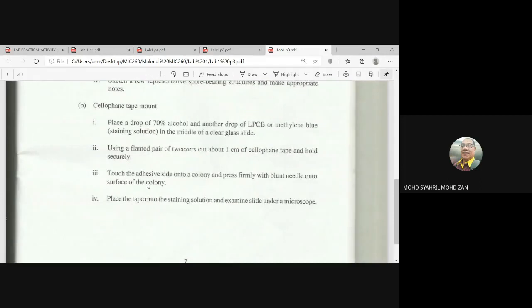Okay, number 3, touch the adhesive side onto the colony and press firmly with a blunt needle onto surface of the colony. Place the tape onto the staining solution and examine slide under the microscopes. Okay, so awak bayangkan ambilkan satu cellophane tape, tapi jangan pegang pakai tangan, awak kena pegang pakai forceps.